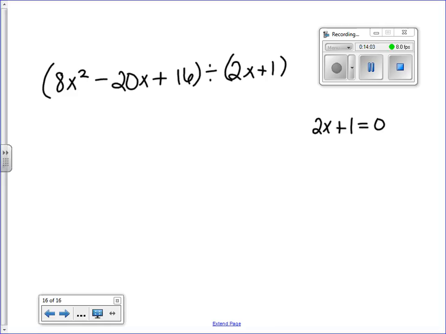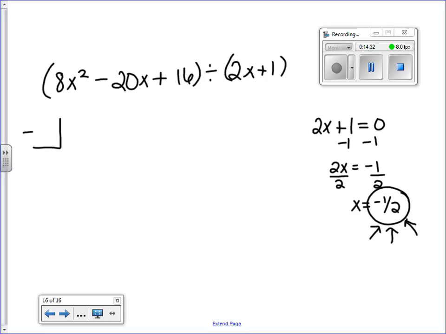Set your 2x plus 1 equal to 0 and solve for x. 2x equals negative 1. X is negative 1/2. That is exactly the number that goes into the little square thing. Negative 1/2. Everything else is the same.